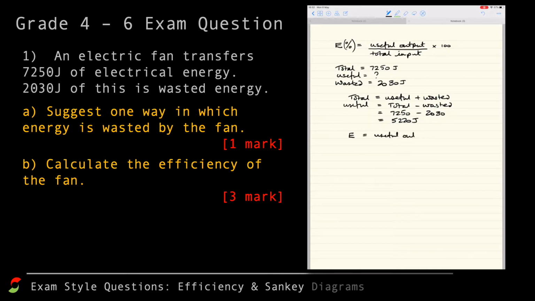Now we can use the efficiency equation, so we can write that out again, just to remind ourselves. Not going to do it in percentage form for the moment. And now we've got useful over total, that's the 5,220 over 7,250, and that gives us 0.72 or 72%.